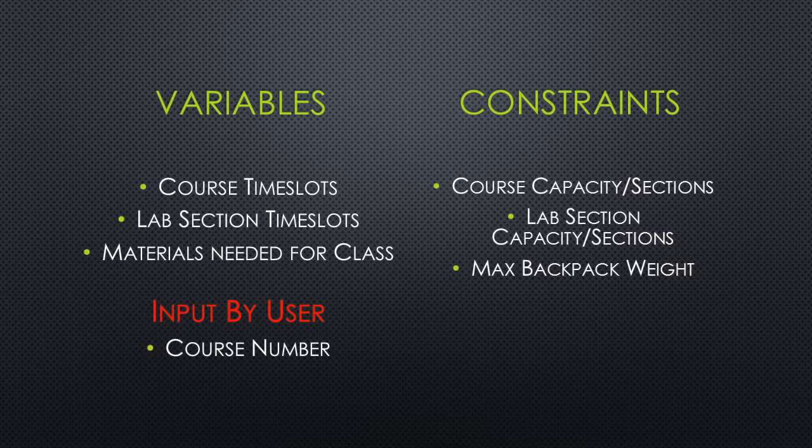The constraints include the capacity and the number of available sections for both the courses and lab sections. A maximum backpack weight is an optional input by the users. The only needed input from the user is the course number for each course that they would like to take, plus one alternate so that the schedule can be optimized.